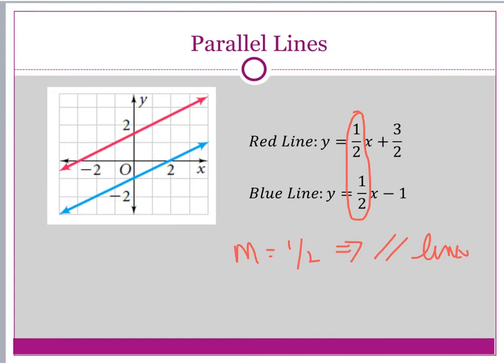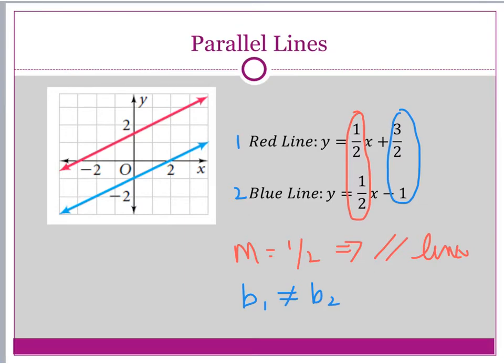Likewise, the other part to this is for them to be two different lines, they must have different y-intercepts. So b1 is not equal to b2. And we'll call the red line b1, and the blue line, the second equation, b2. So your y-intercepts, or b values, are not the same, but your slopes will be the same if you have two parallel lines.